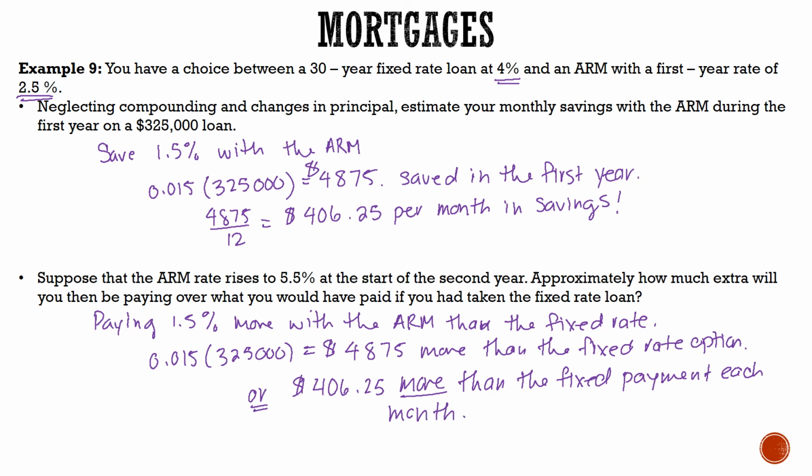So while it can sound really good in that first year or your introductory period at the lower rate, that adjustable rate mortgage sounds awesome. The savings of $406 per month. But then when it comes back to resetting, you're often going to see something like this example where you're going to be paying beyond what the fixed rate mortgage would have been, and usually about the same amount that you were saving in the first few years. So be cautious with those adjustable rate mortgages.